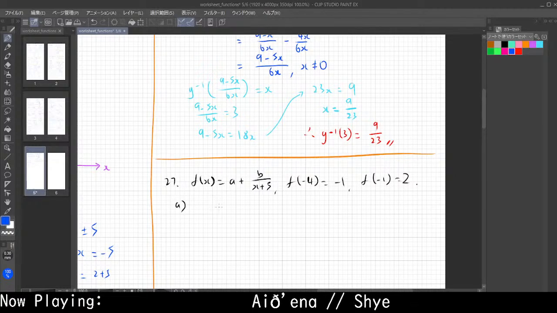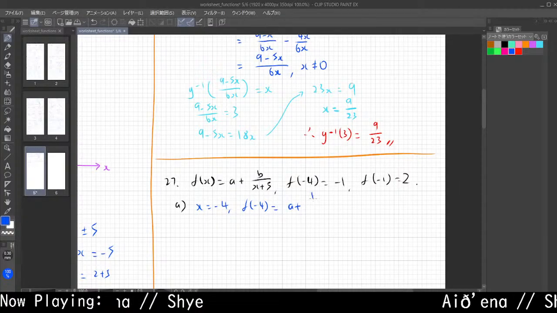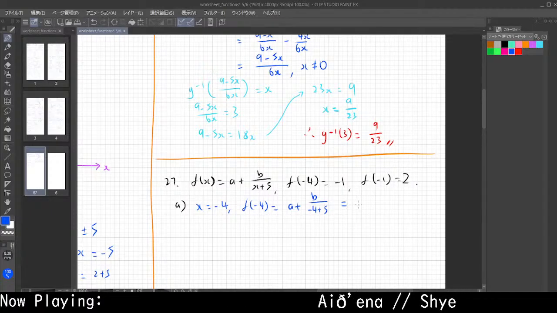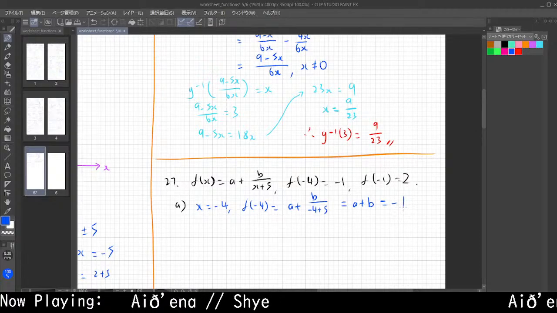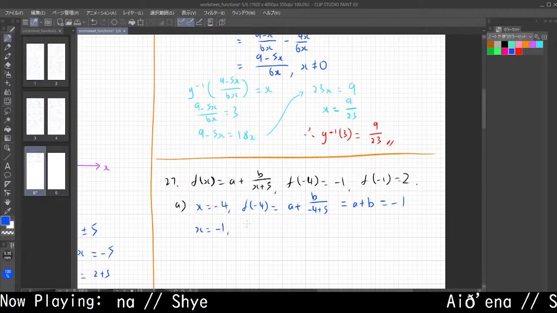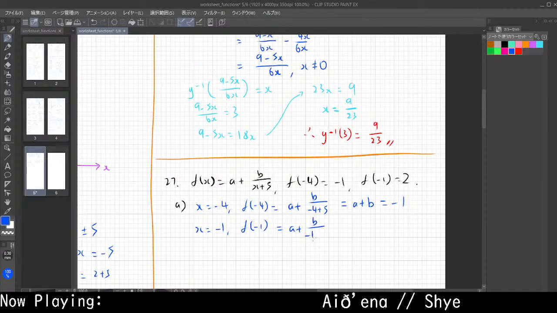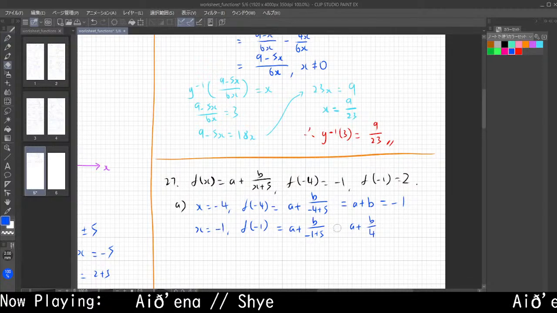f(-4) equals -1, so when x equals -4, f(-4) equals a plus b over -4 plus 5. 5 minus 4 is just 1, so this is equal to a plus b, and this is equal to -1. When x equals -1, f(-1) equals a plus b over -1 plus 5. 5 minus 1 is 4, so a plus b over 4.